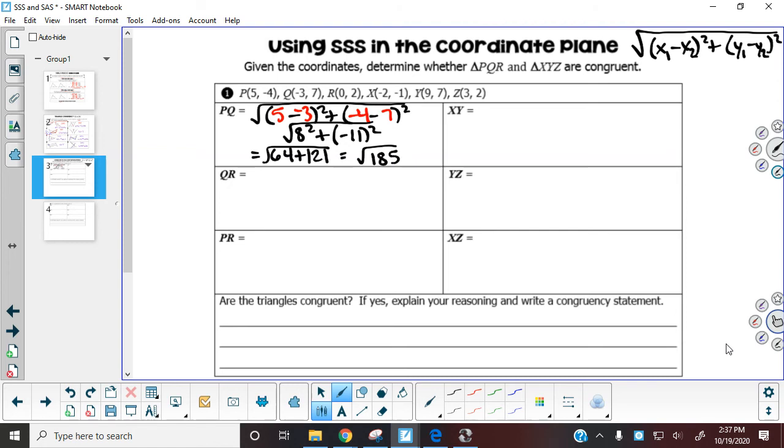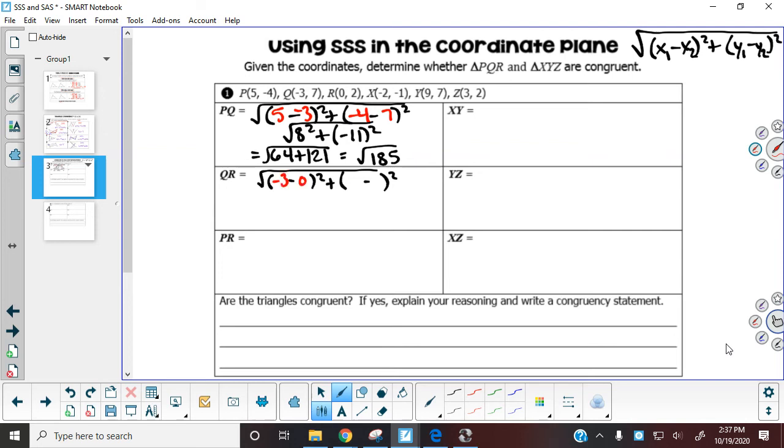And I'm going to leave it like that. You can change it to a decimal if you want. It's just extra work. Okay, so for QR, I'm going to go ahead and do the same thing. I'm going to set up my formula. Okay, don't forget about our negatives. Be careful there. So QR is going to be -3 and 0.